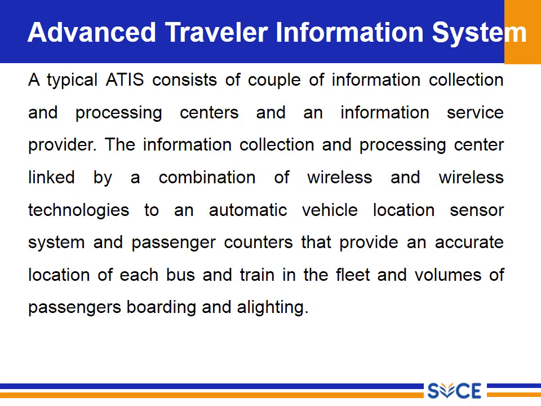A typical ATIS consists of a couple of parts. They have to collect the information from the site and process it in the center. There is a traffic control center which, after collecting the data, processes the data, and through an information service provider, an app, they communicate to the road users through Wi-Fi. The information collection and processing center is linked by a combination of wireless and wired technologies. Either way they can connect, wireless through Wi-Fi or with wire.